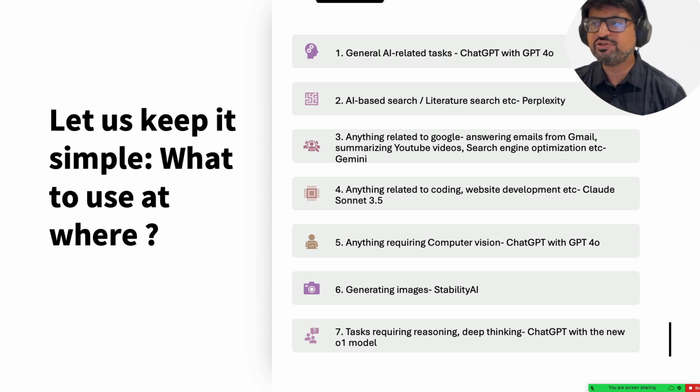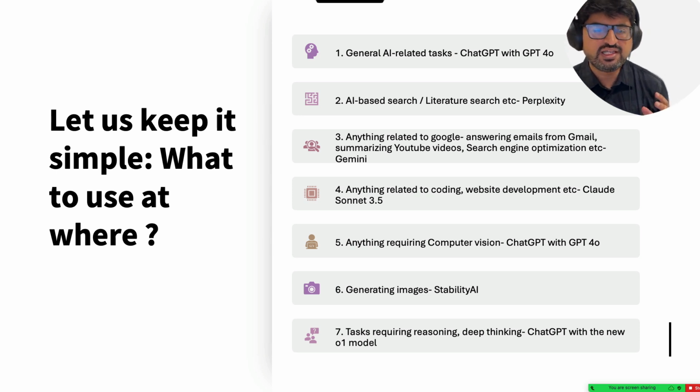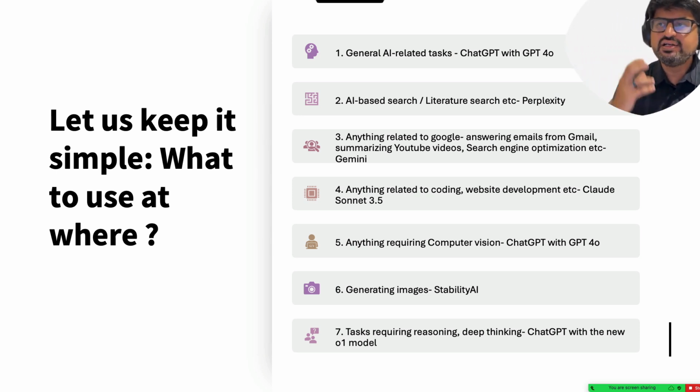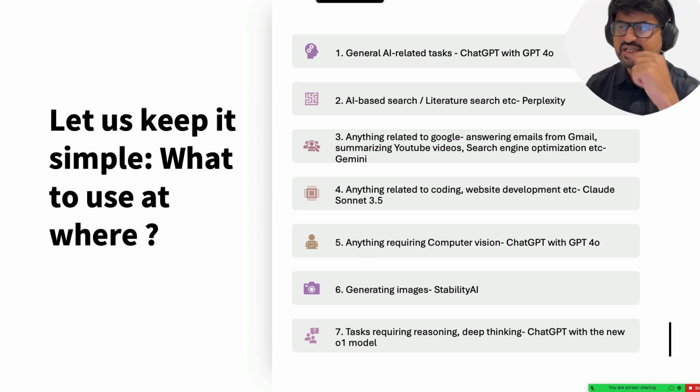For generating images, you can use ChatGPT. There are other tools also like Stability AI, and then ChatGPT now has a new model called o1, which is very useful for deep thinking and reasoning. So if anybody has access to o1, try using it. It thinks, and it takes things step by step.